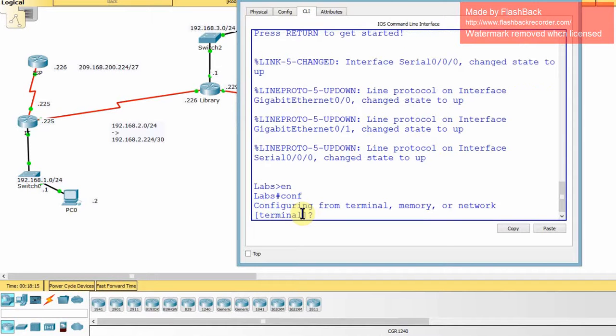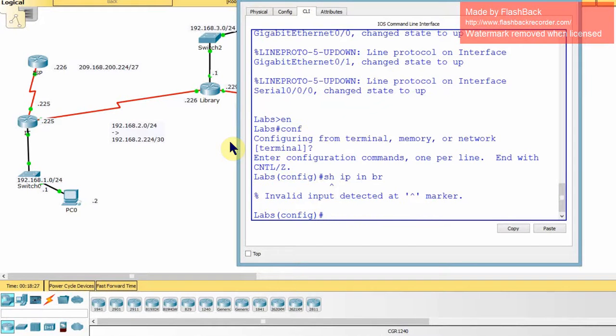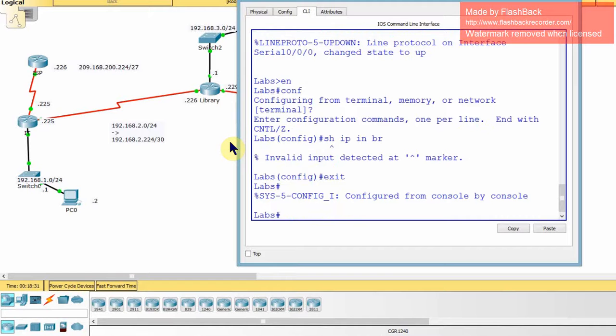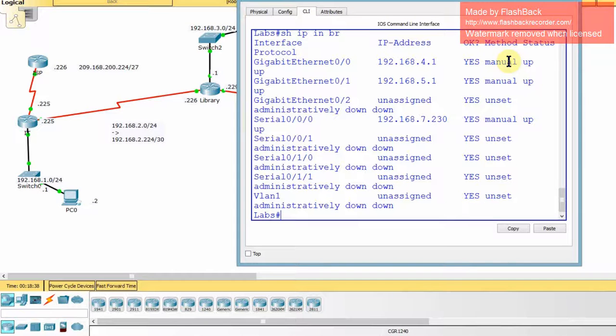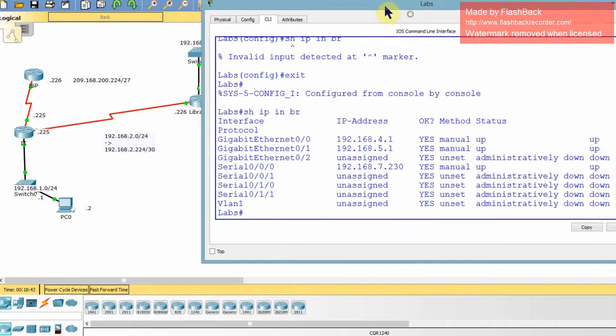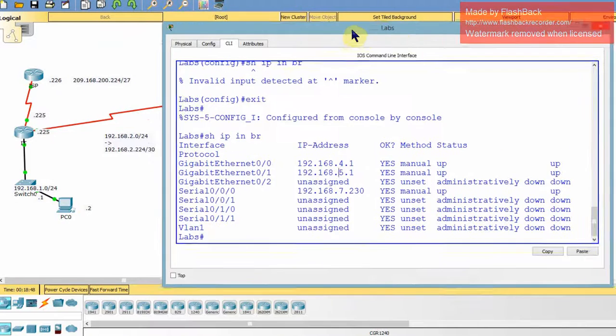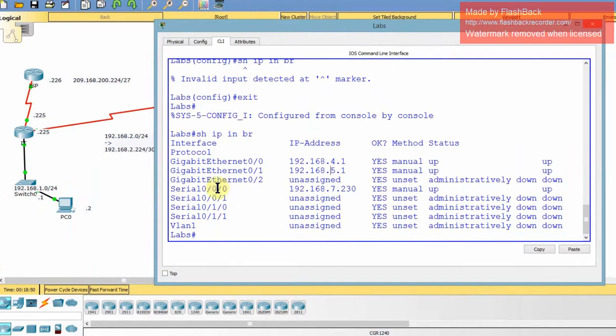Alright, let's assume here that you can't see this and your interface is down. So let's see. Show IP interface brief. Oops, in the wrong command line. I was in the wrong mode. Okay, there we go. Alright, let's see what we've got. We have Gigabit Ethernet, Gigabit Ethernet. Those are the two networks. They are up. This is our serial. It is also up.